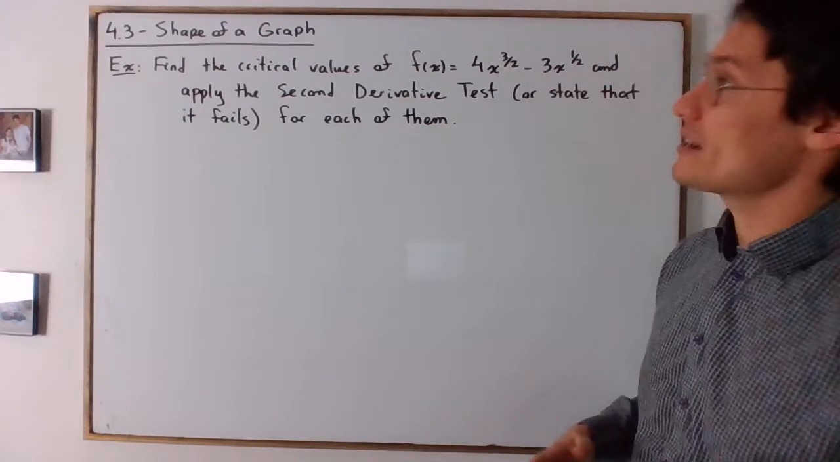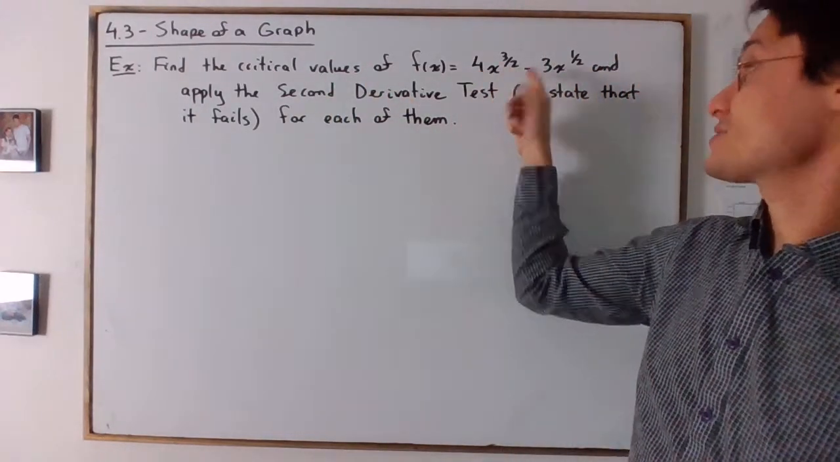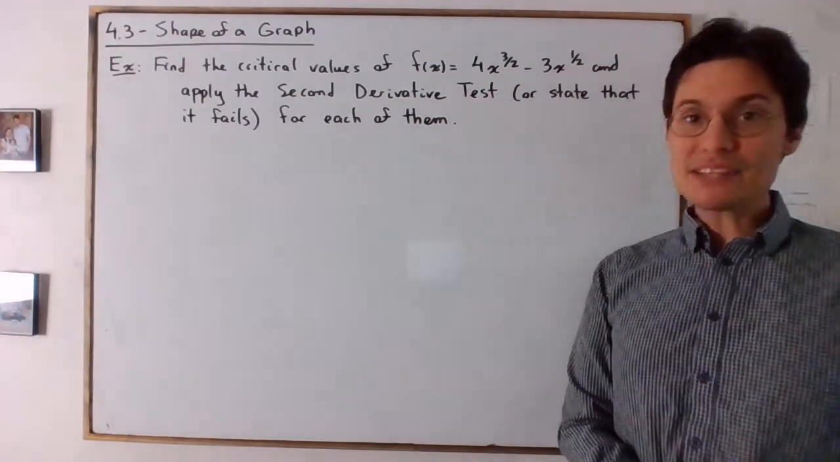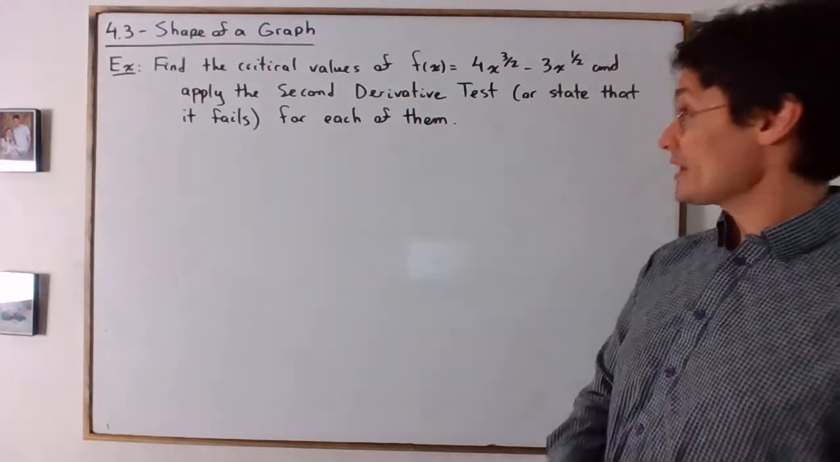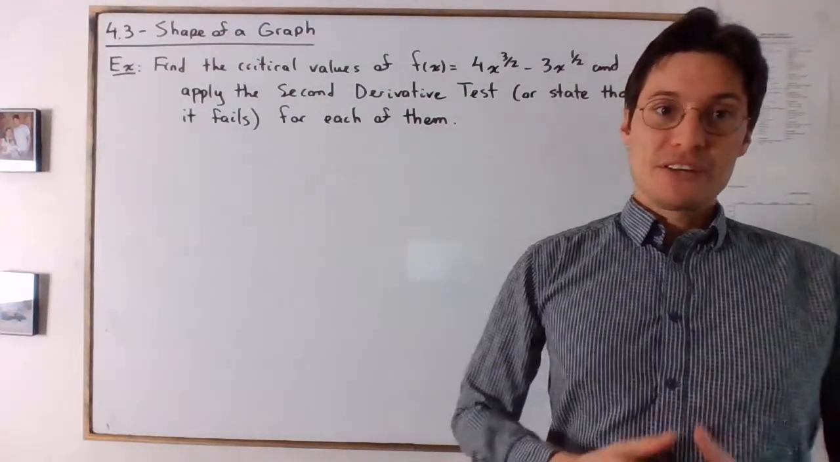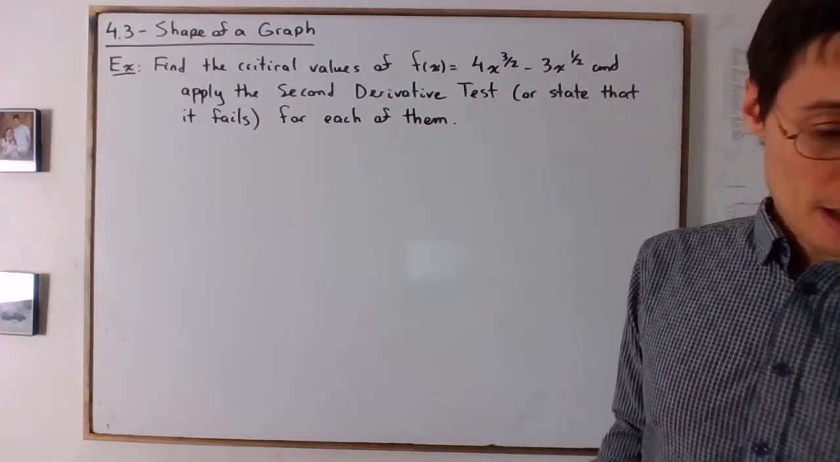And what it's asking us to do is to find the critical values of this function, 4x to the 3/2 minus 3x to the 1/2, and apply the second derivative test for each of them or state that it fails. So first of all, just a reminder, what is the second derivative test?